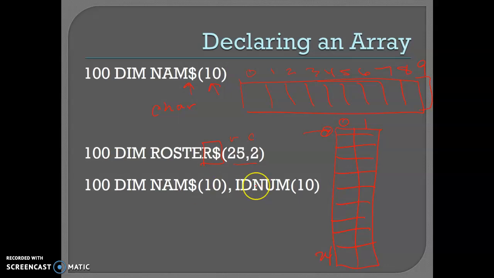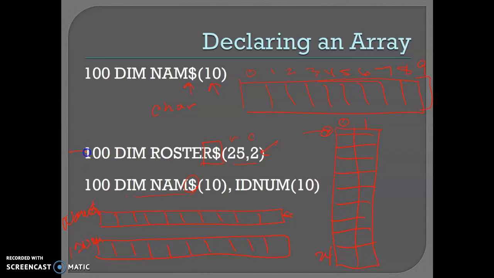Here I'm declaring, I can declare more than one at any time, and so in this example I am declaring two one-dimensional arrays. This one is named with a dollar sign and has 10 locations. This is ID number. Now take notice of the difference here. This one has a dollar sign, so it's expecting characters. This one has no dollar sign, so it's expecting numerical values that I could do math with.